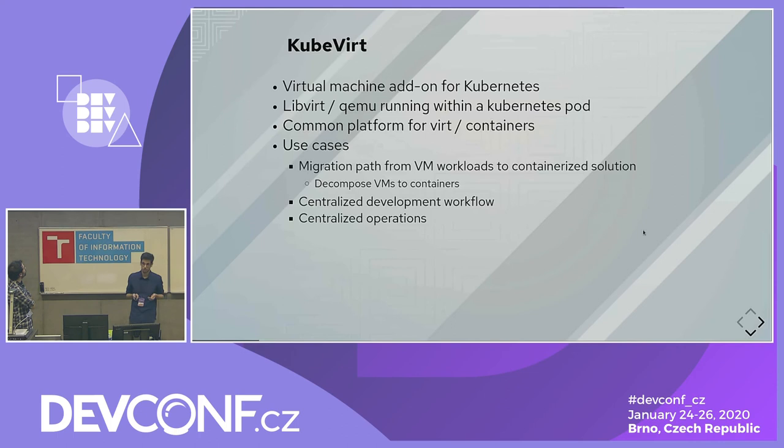The use cases it has are many, but we'll focus on the migration path from virtualization workloads into a containerized solution. This means you can have your application composed of 5, 10, 15 virtual machines, and you go step by step, little by little, moving into a microservice architecture by splitting your virtual machines into tinier pieces. This way, you get the advantage of having a single common platform where your developers and your operation teams will work.